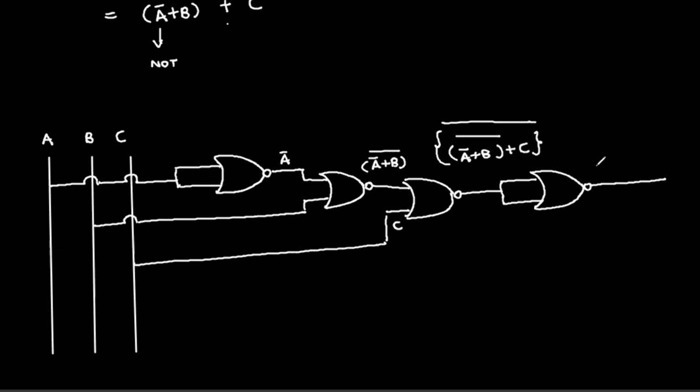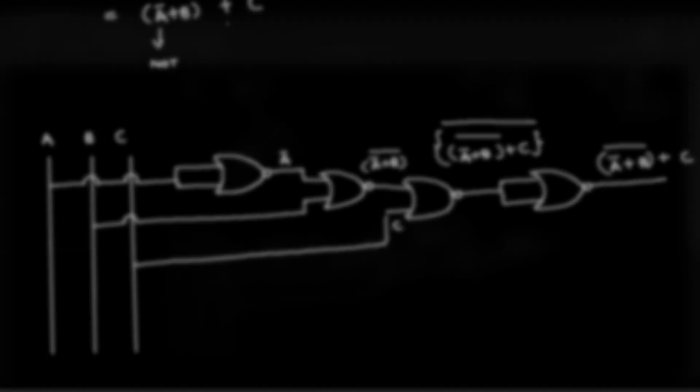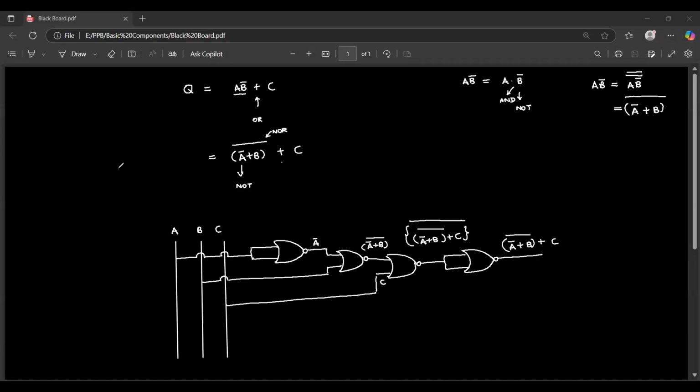Since we are sending it through a NOT gate, the output will be ((A bar plus B) whole thing bar plus C) whole thing bar whole thing bar, which is (A bar plus B) whole thing bar plus C. Okay, so that's how you have to work with this.